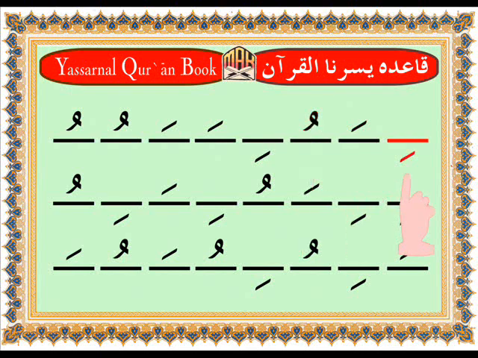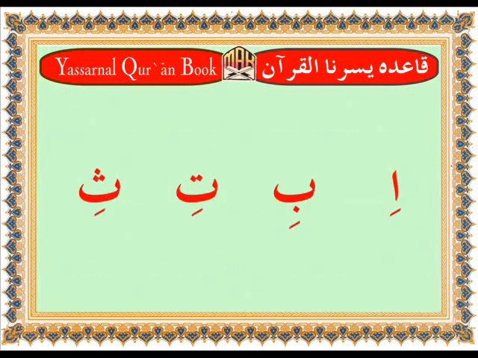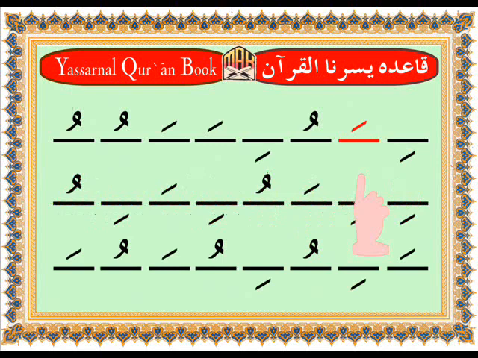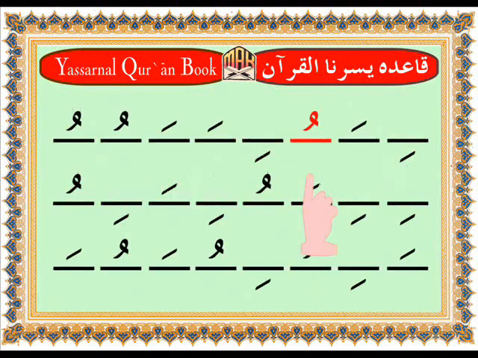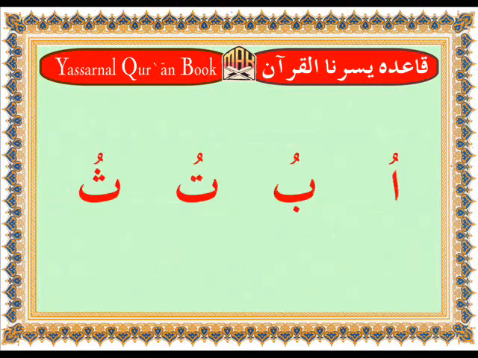Kasrah is a short vowel below the line and sounds like I, Bi, Ti, Si. Fathah, a short vowel above the line and always comes above any alphabet, like A, Ba, Ta, Tha. Zammah, a short vowel above the line and sounds like U, Bu, Tu, Su, and always comes above any other alphabet.